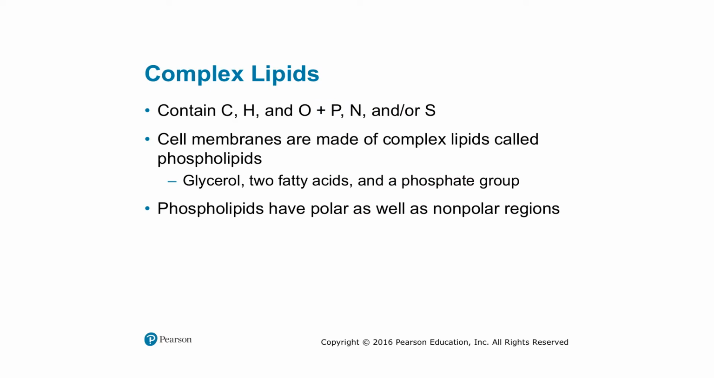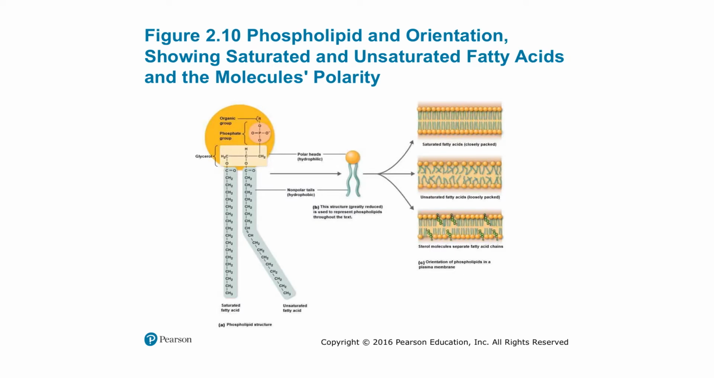So a complex lipid contains carbon, hydrogen, and oxygen, as well as phosphate, nitrogen, and or sulfur. And so cell membranes are made of complex lipids called phospholipids. So glycerol with two fatty acids and a phosphate group. And these phospholipids have polar as well as nonpolar regions. So the polar region is going to be up here. Okay, so this is the polar head, P-O-L-A-R. And so then we have the nonpolar tails.